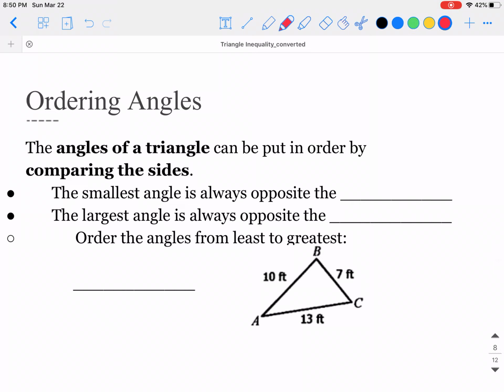We know that the angles of a triangle can be put in order by comparing the sides. So there are a couple of rules for this. The smallest angle of a triangle is always opposite the shortest side. I think we talked about this a little bit before the midterm, but the measure of an angle determines the length of your side. So the smaller the angle is, the shorter the opposite side. And the largest angle is always opposite the longest side.